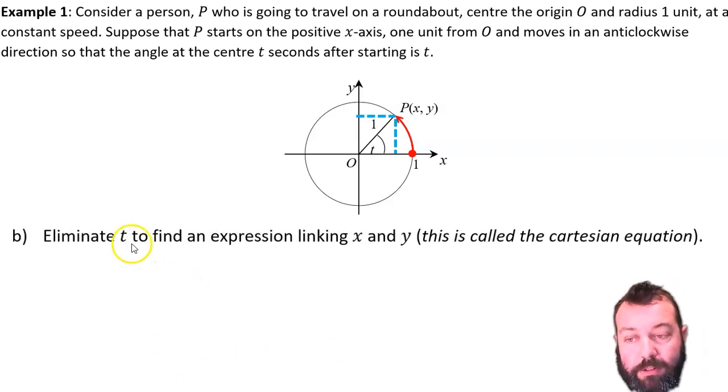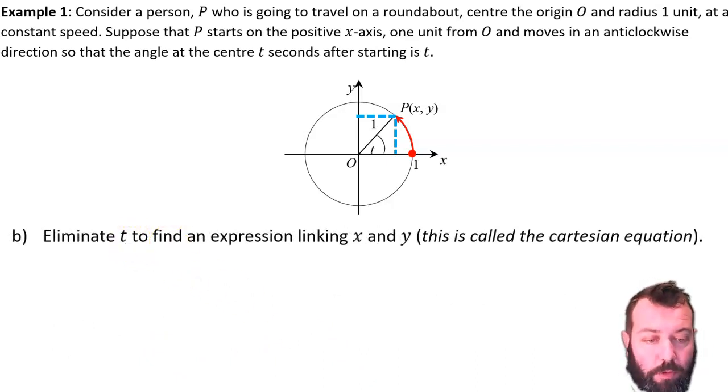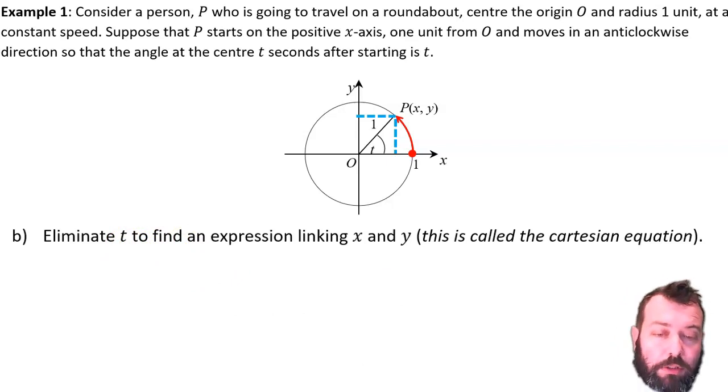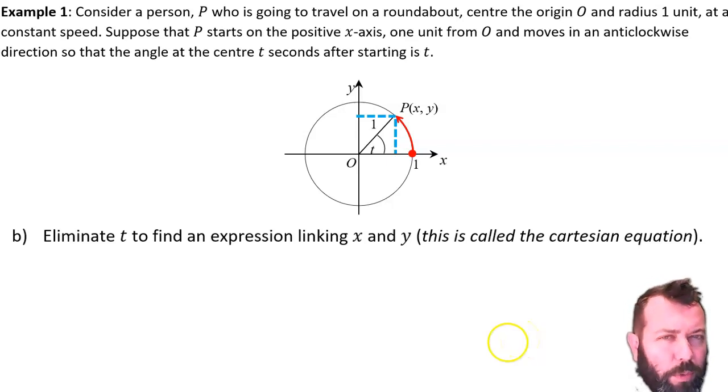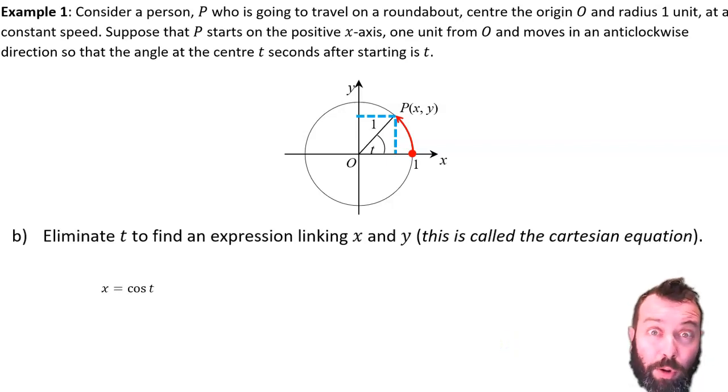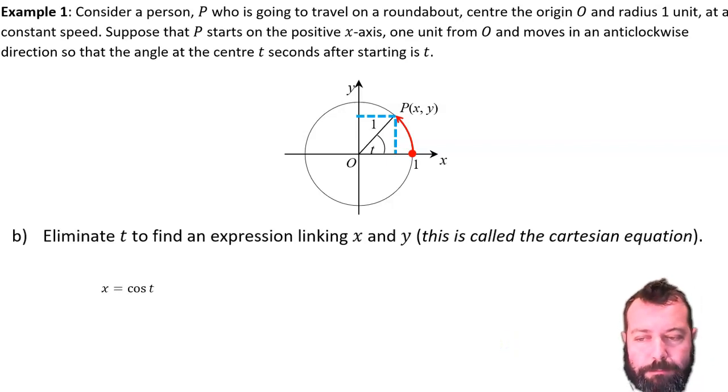Now what we want to do is to eliminate t from those two parametric equations to produce the Cartesian equation. Very often what we do is make t the subject of one of those parametric equations, and substitute it into the other. That's not going to work terribly well here. It would be terribly complicated if we tried to do that.